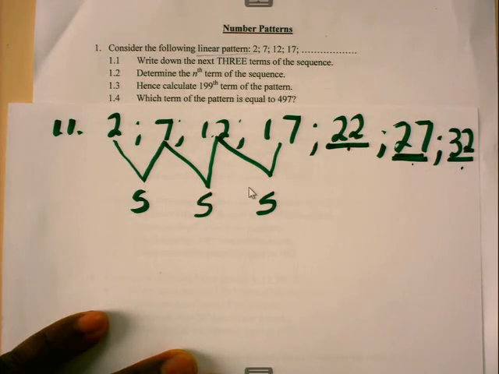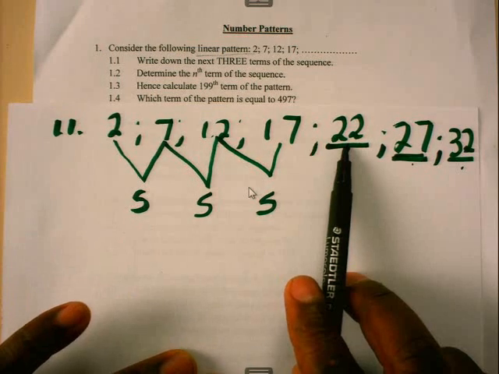I hope you got that one clear. The first question states, write down the next 3 terms of the sequence. Because it is a linear number pattern, the first difference is common. So in this case, the first difference is 5. So to determine the next term, you just add 5.